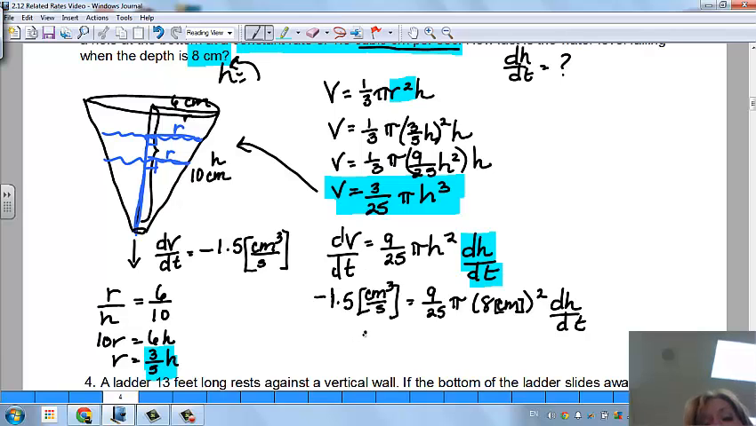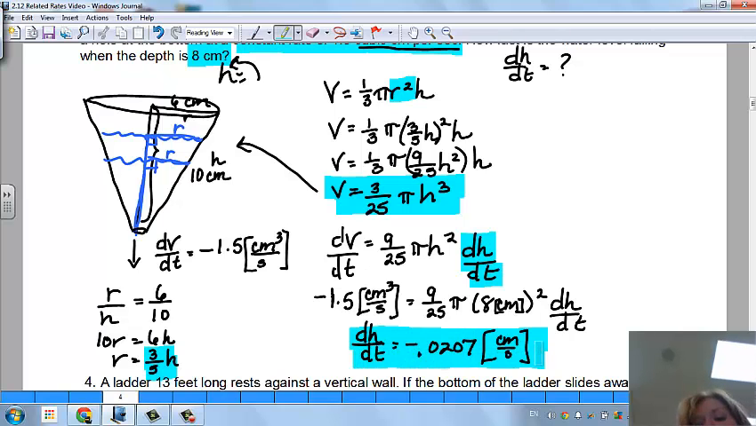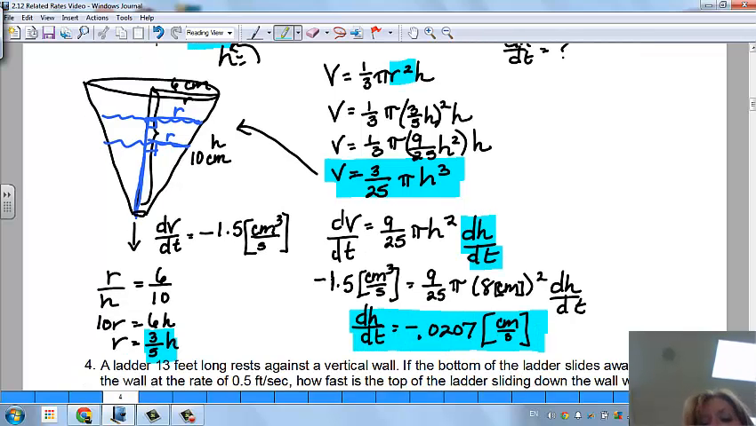And it should be negative, which it comes out to be negative, so dh/dt is going to equal negative 0.0207 centimeters per second. Okay? And it should be negative because the height is decreasing when the water is dripping out of that filter. Okay, so there's a cone one.